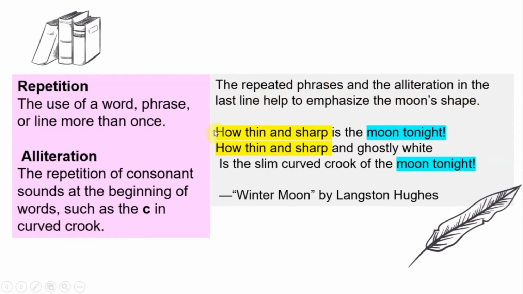Look at this example. How thin and sharp is the moon tonight? How thin and sharp and ghostly white is the slim curved crook of the moon tonight. Winter Moon by Langston Hughes.